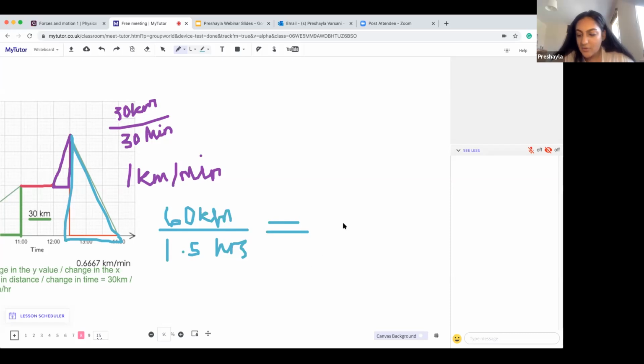Okay, so someone has said 40. Now, 40 is correct for the number because we do 60 divided by 1.5. And then we need to do our second division, which is the division of the units. So we do kilometers divided by hours. So our units are kilometers per hour.